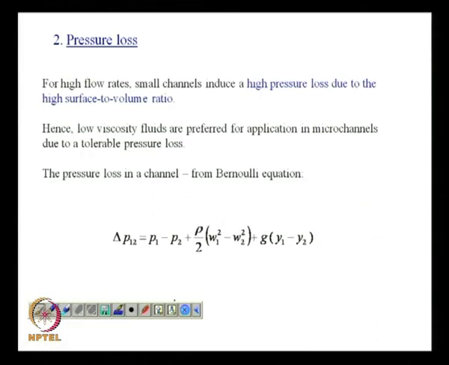This is a very well known fact, that we are going to have high pressure losses due to the high surface to volume ratio for the case of small channels. Since the surface area is more, the frictional pressure drop in a small system will be more. So, we would definitely prefer low viscosity fluids for flow in a micro channel. Suppose I am using a micro channel for heat transfer, I will definitely prefer something with low viscosity, but at the same time I will also be looking for a liquid which has high latent heat of vaporization.